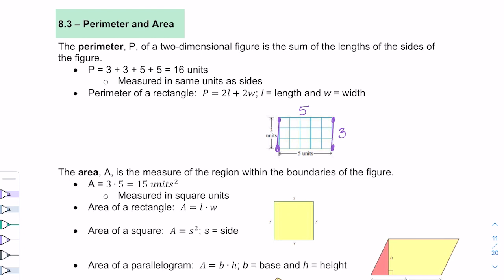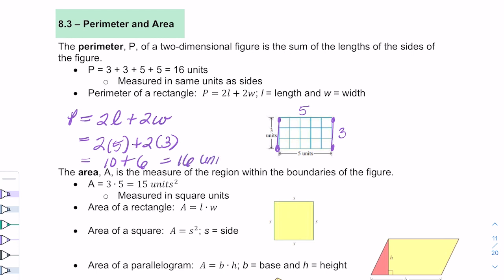There is a formula that you can use to find the perimeter of a rectangle also, and that's 2 times the length plus 2 times the width. So the length and width could be either the 5 or the 3, it doesn't matter. So if we make the length 5 and the width 3, I'm just going to substitute in. And doing order of operations, I'm going to multiply first before I add. So 2 times 5 gives me 10, plus 2 times 3 is 6, and I end up with 16 units. And it's always measured in the same units as the sides are. So if the sides were in inches, the perimeter would be in inches.